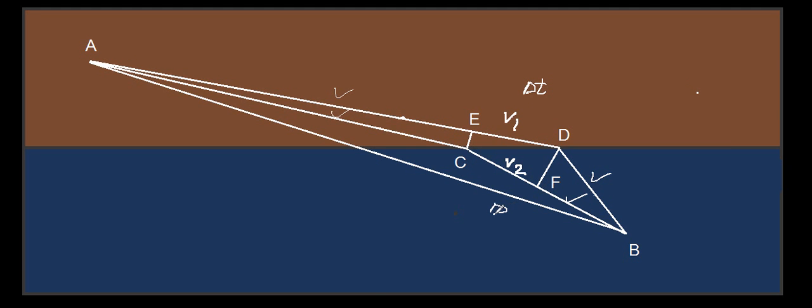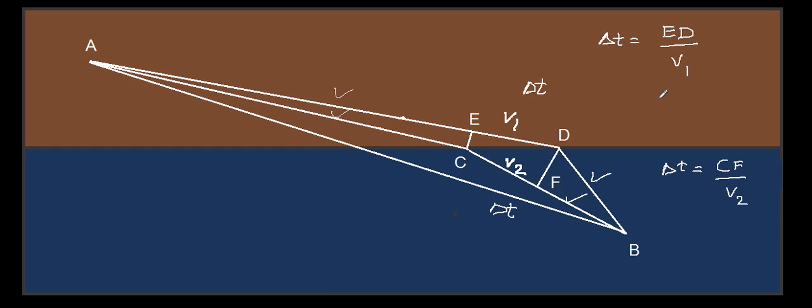Now let us see what delta t is when traveling from E to D. Distance is ED, speed is V1. Then delta t equals ED by V1. And in the water, the time taken to move from C to F is delta t. Distance is CF and speed is V2. Then delta t equals CF by V2. These two values are equal.